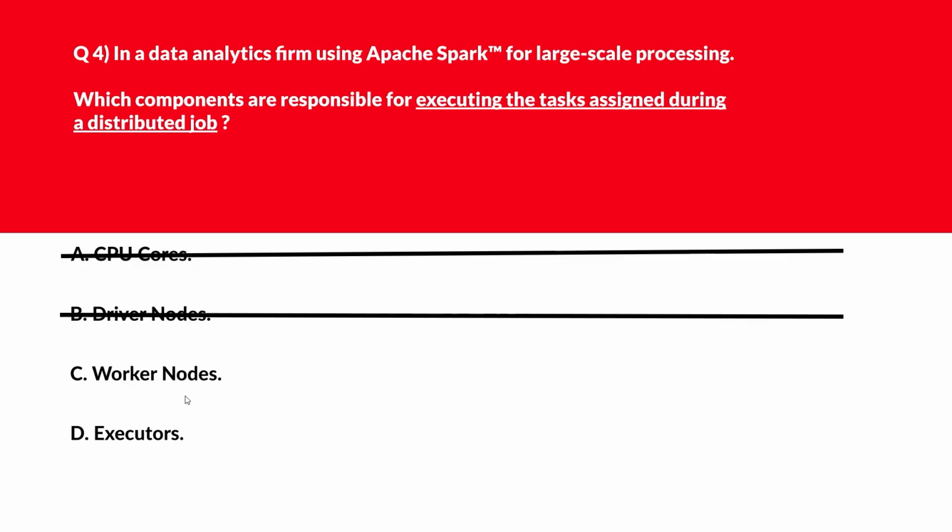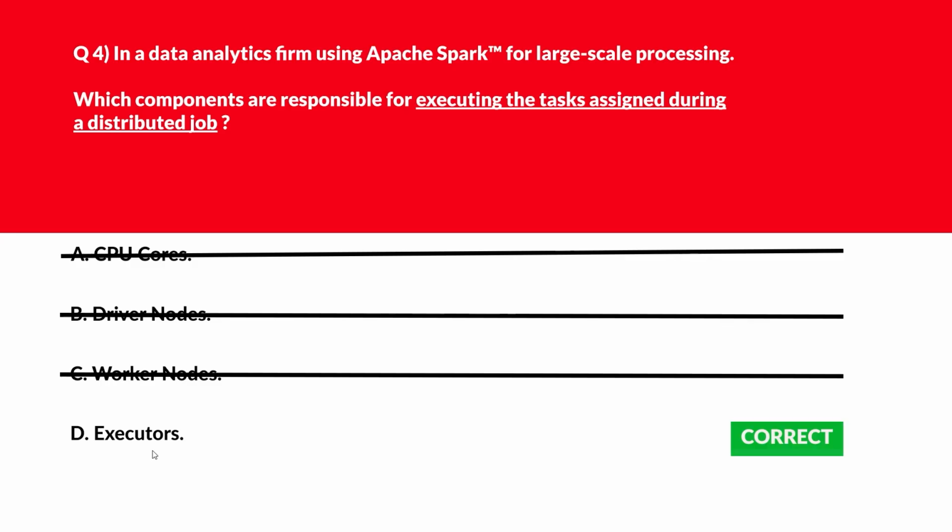C says worker nodes. Worker nodes host executors but do not execute tasks themselves. We'll delete this. We'll look at option D, which is the only option left. It says executors. Executors run the tasks assigned by the driver nodes during job execution. That being said, option D, executors, is the right answer.